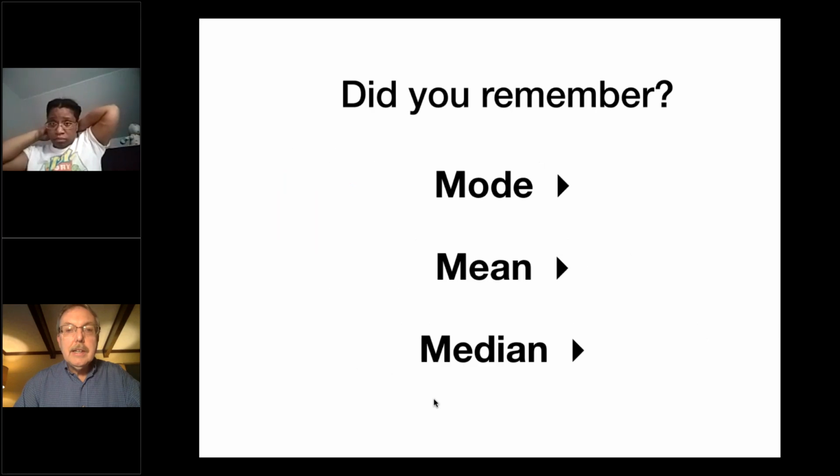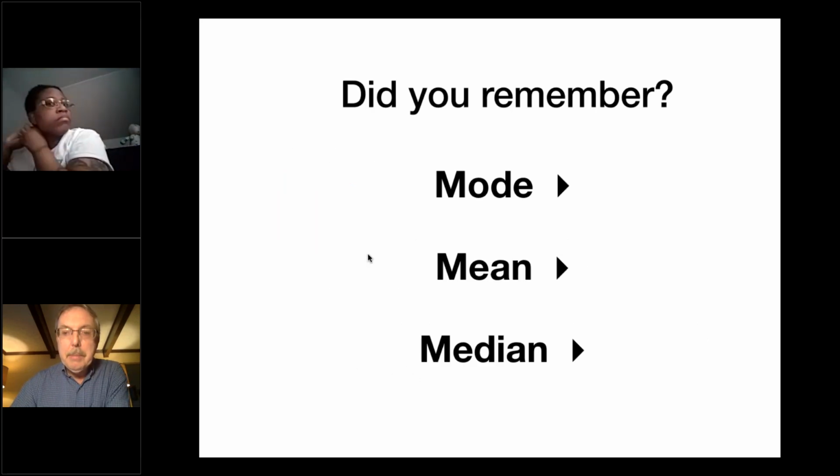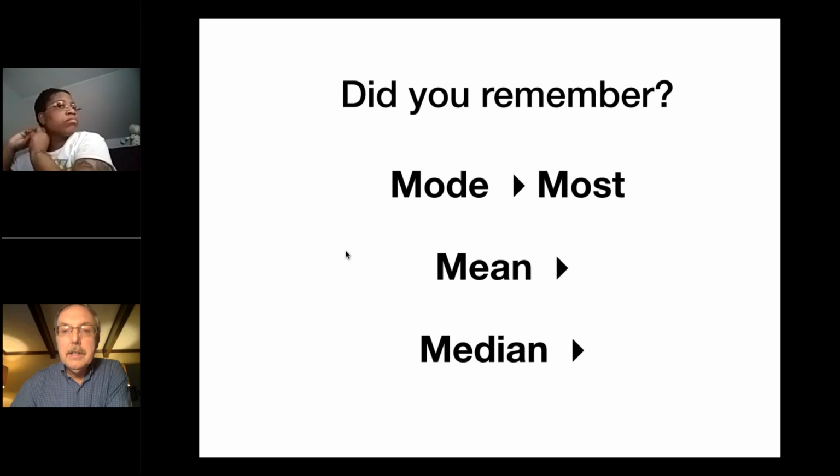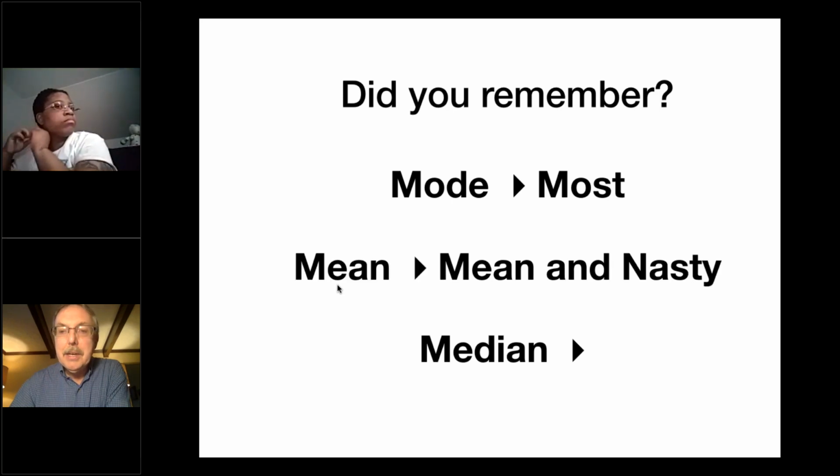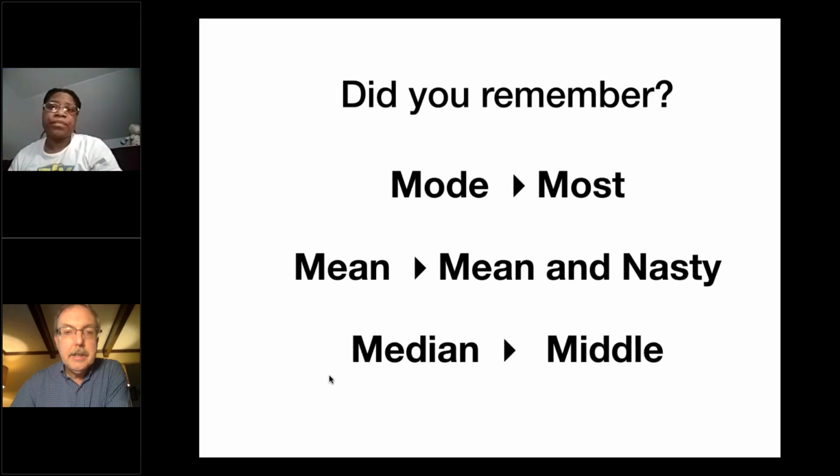Okay. All right. So just one more check here. Remember that the keyword you want to remember for mode is most. The keyword for mean is mean and nasty, because there's more calculating that you have to do with that. And for median, we've got middle.